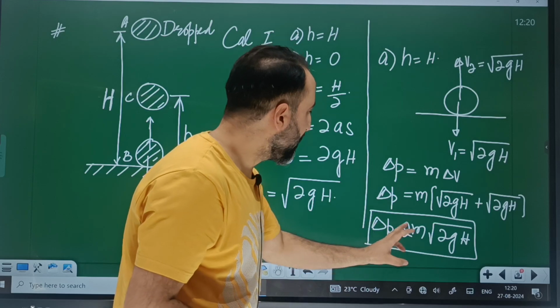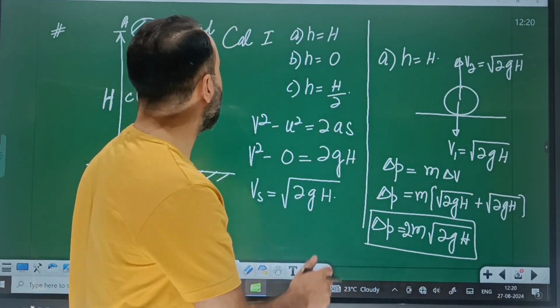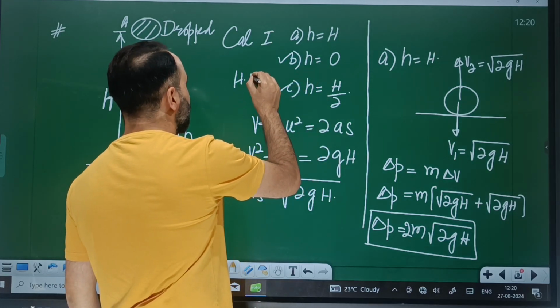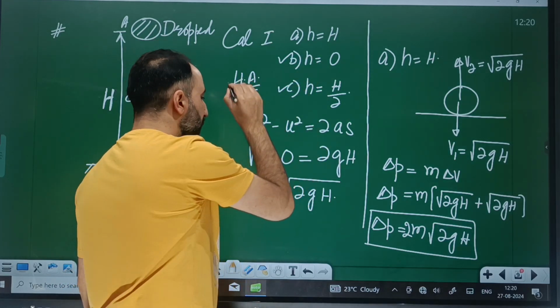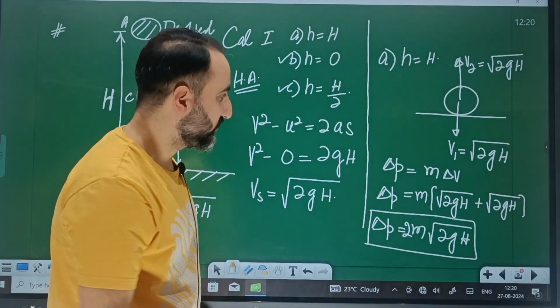तो उसमें जो आंसर आएगा वो आएगा m into under root of 2gh. ठीक है बेटा. And part C and part B, they will stay as home assignment for you. I'm sure you can do both these questions. Okay, ठीक है बेटा. So as of now we are done with Newton's second law of motion.